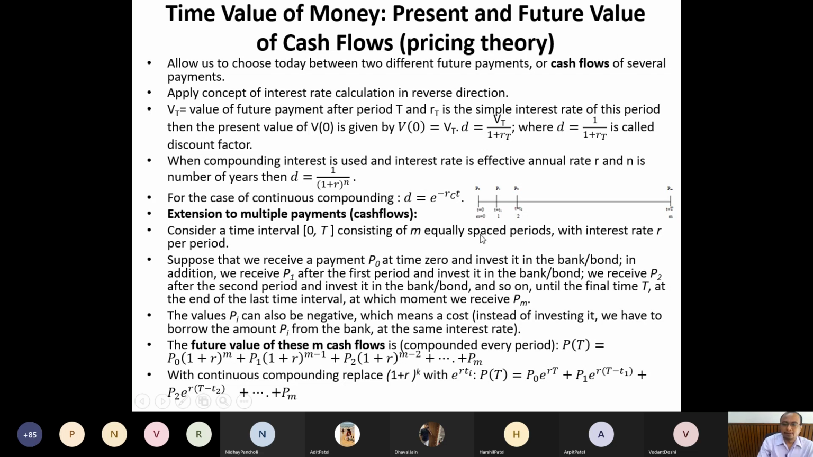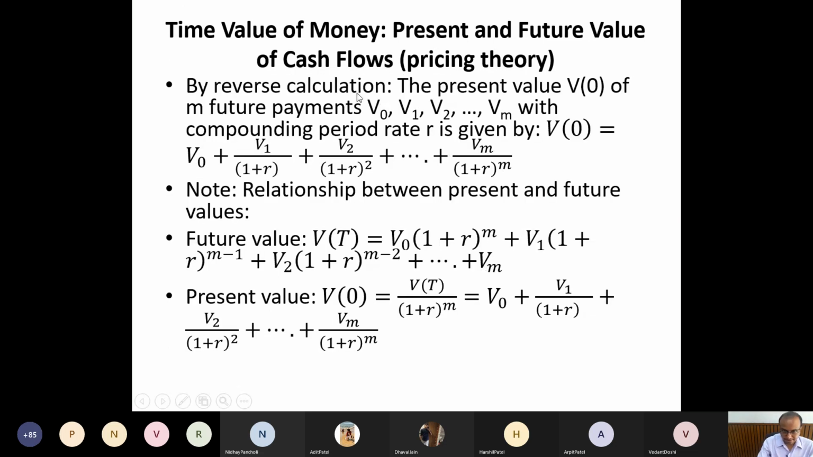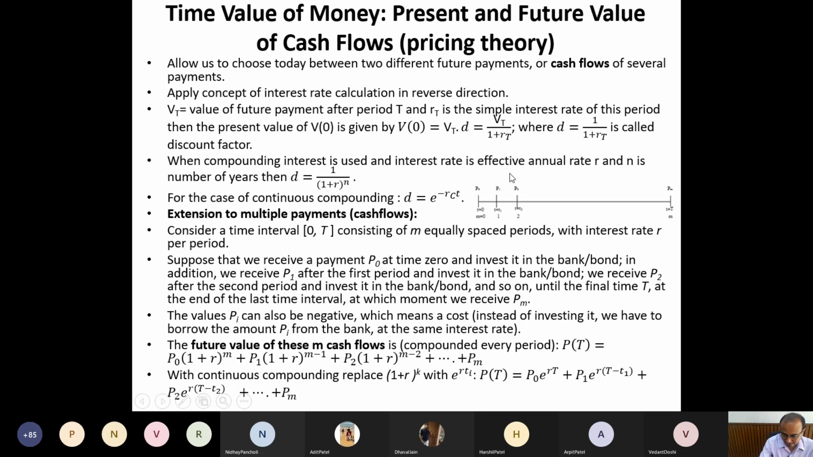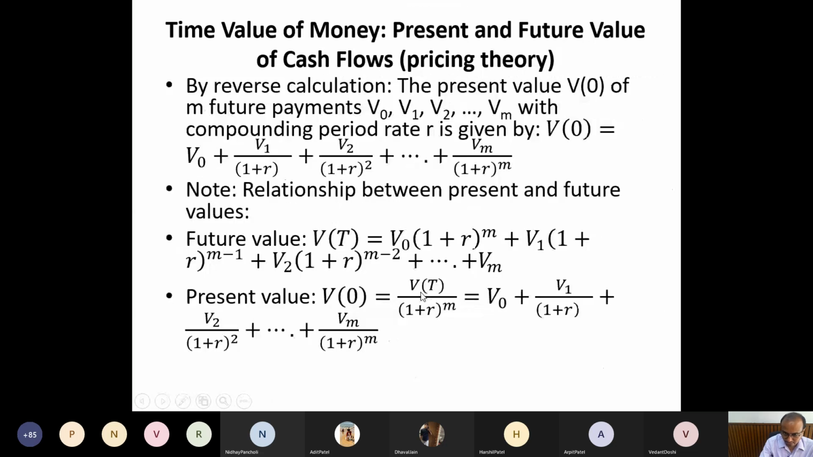All right. So now let me go to the present value calculation. So we apply a reverse calculation. Now here I want to calculate a present value of some m future payments, say V0, V1, V2 up to Vm with compounding period rate, say R. Same situation is there. I now want to calculate not P of t but V of 0. I have changed the symbol. You can keep the same symbol, right? No issue, right? So I want to calculate this V of 0.